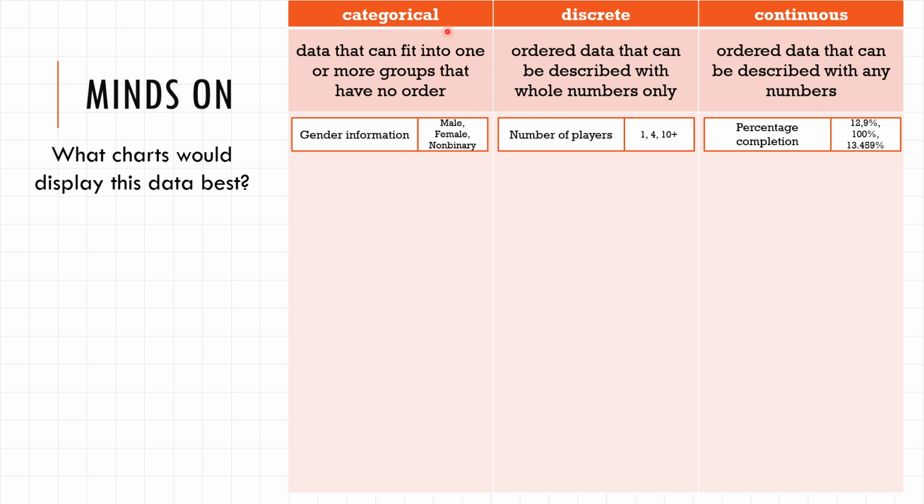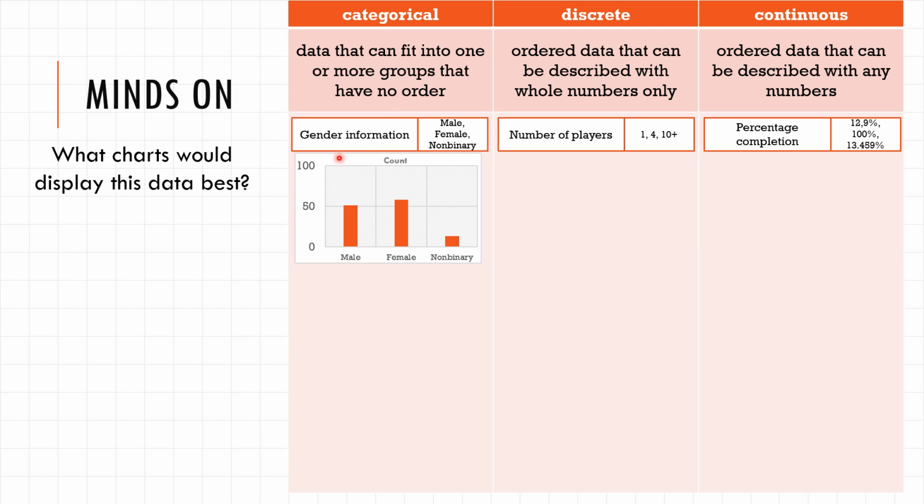So if we had categorical data, like for example, if we were collecting gender information, and our respondents, our subjects, were saying that they were male or female or non-binary, what chart would display that sort of data best? Well, you have multiple options for each of these. And so one of the options, if you have categorical data, is a column chart.